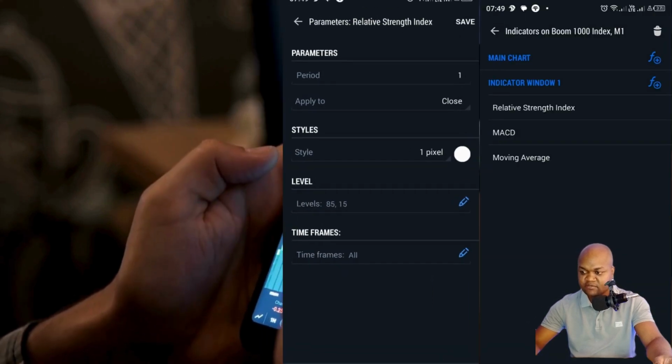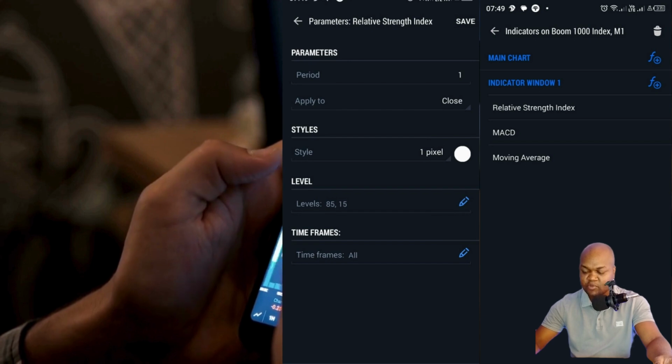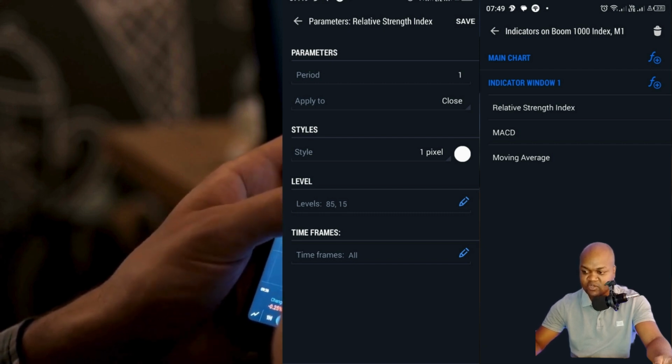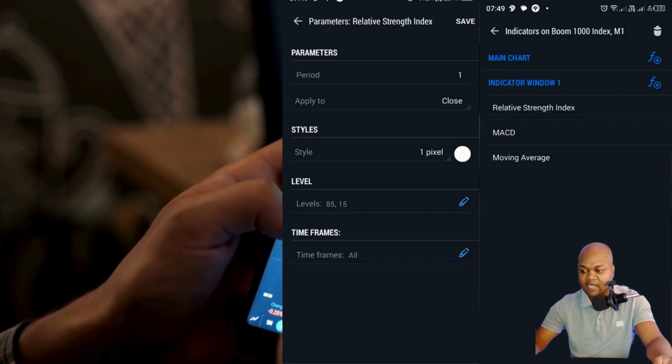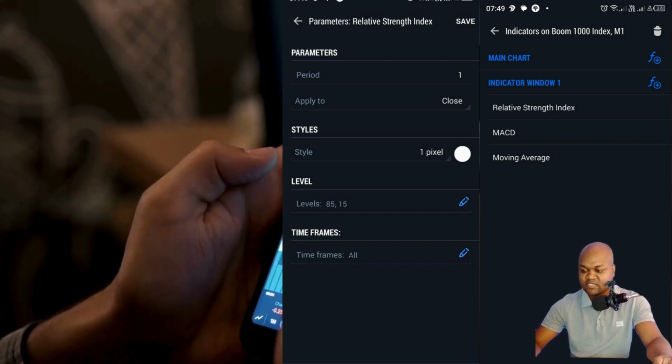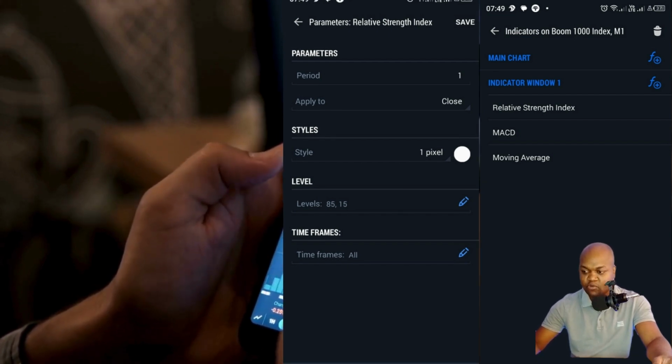The settings for the relative strength index will have a period of 1, apply to close. The style is going to be 1 pixel with the color of your background. My background is white, so it will have a white color. The reason why we want the relative strength index is that we want the levels. For the levels, we have level 85 and level 15. Those are the two levels that we will make use of.